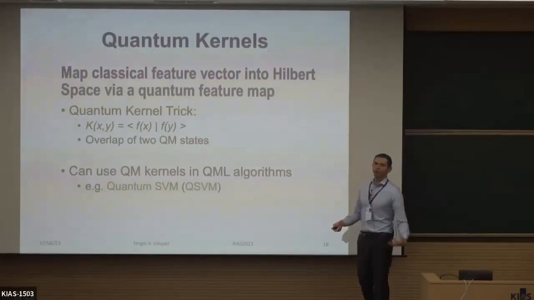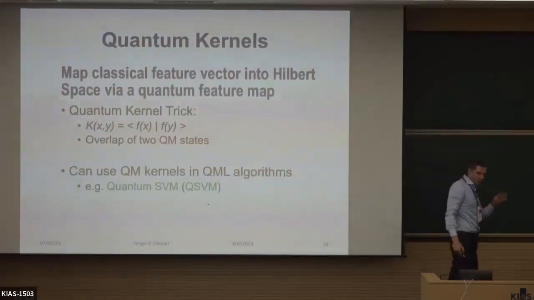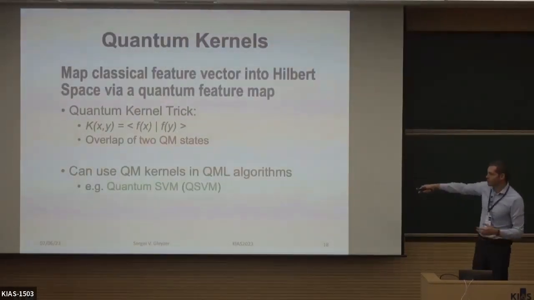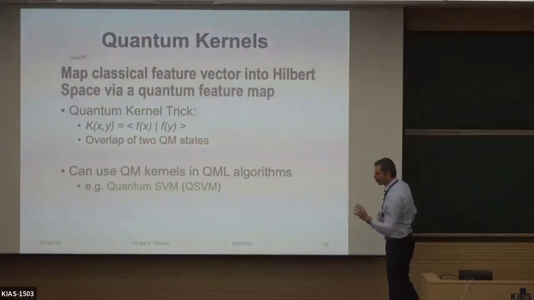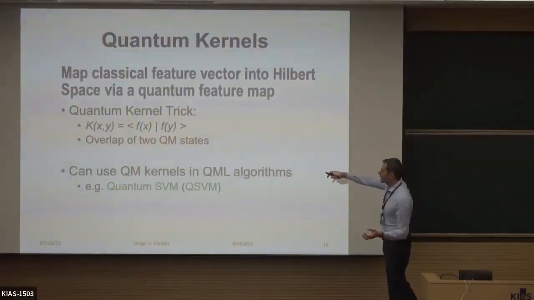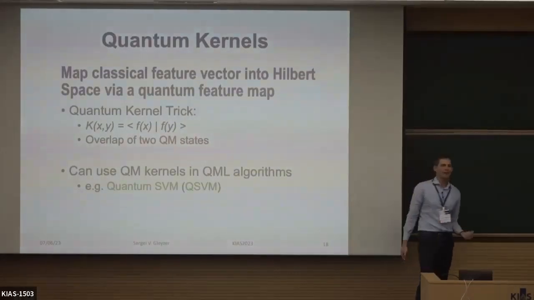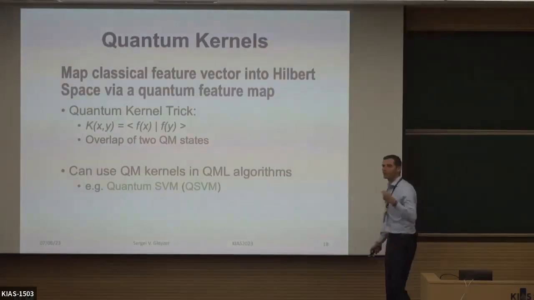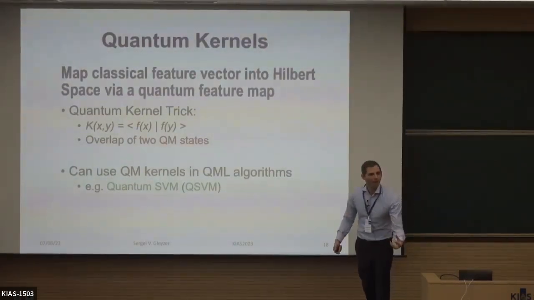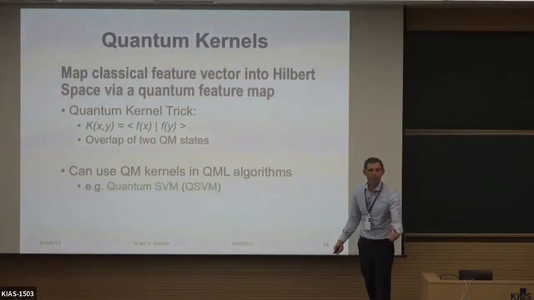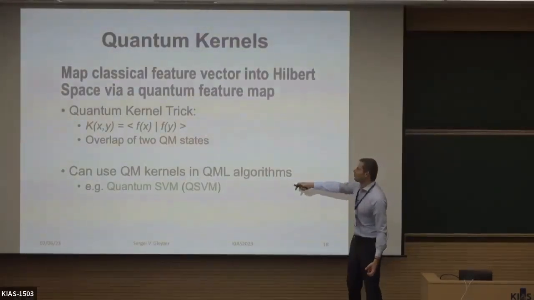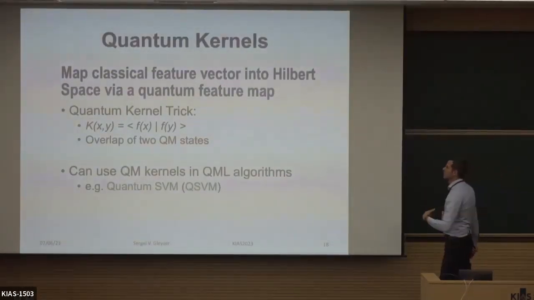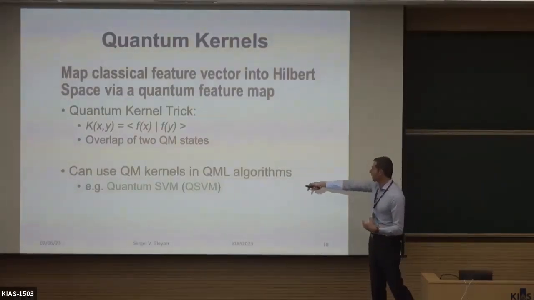So what does the quantum kernel trick really mean here? It means that when we look at two states, suppose we prepare our quantum system in one state, and then we prepare it in another state, when we take this inner product, this really means the overlap between the two states. This is quite interesting because it tells you what the overlap between them is, and then you can use this later on in some kind of algorithm.